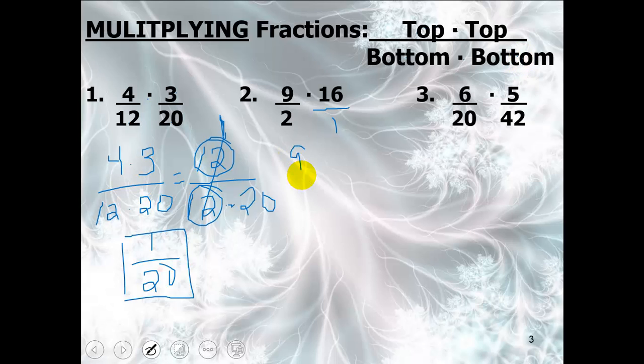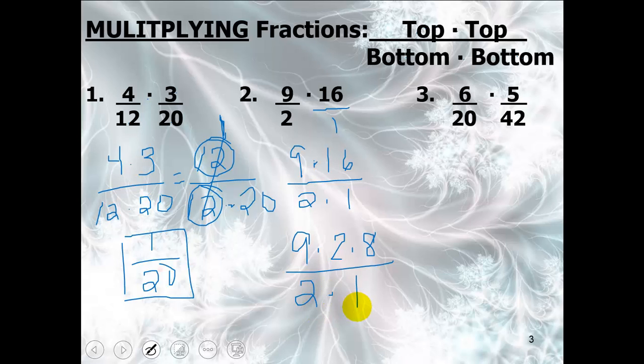So I have 9 times 16 divided by 2 times 1. All right? Now, I'm going to take 16 and I'm going to rewrite it as 2 times 8. And I did that because now I have a 2 in my denominator that I can cancel it with. And I get 72 over 1, which is just 72.